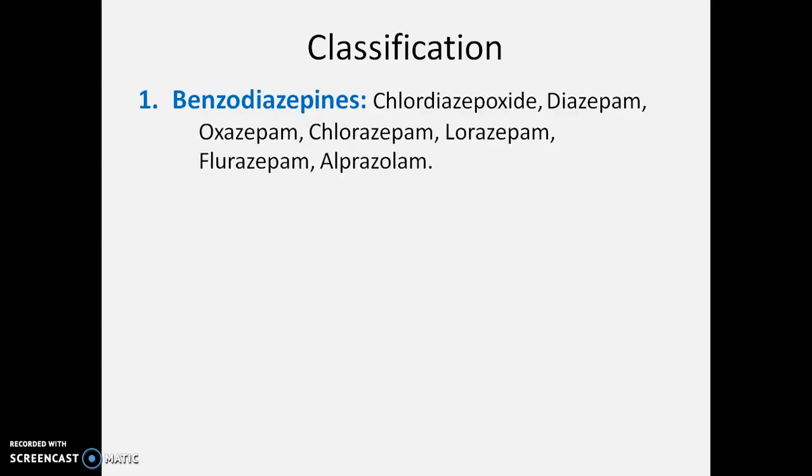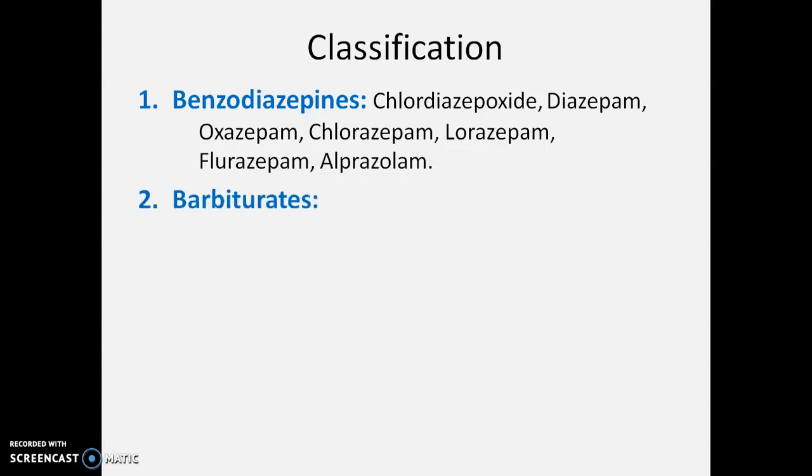Now let's see the classification of anxiolytics, sedatives and hypnotics. Chemically, they are classified mainly into three classes. The first class is benzodiazepines, which includes examples such as chlordiazepoxide, diazepam, oxazepam, clorazepam, lorazepam, flurazepam, and alprazolam.